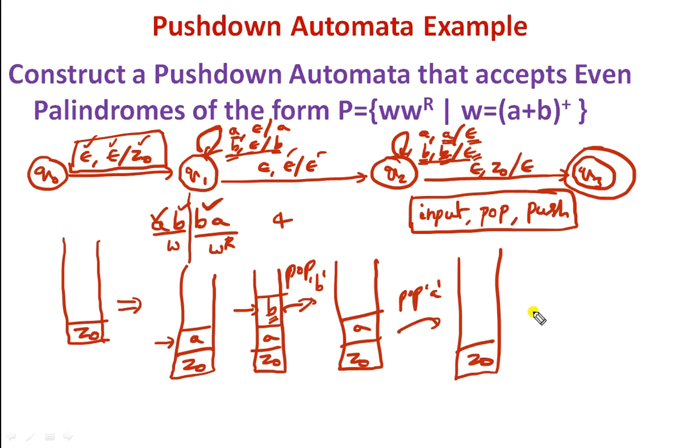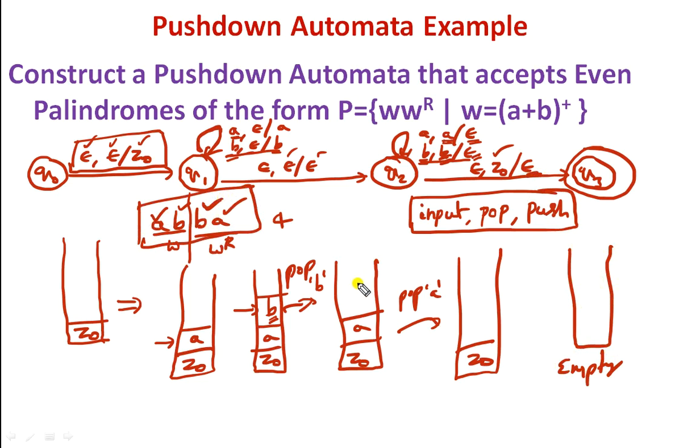And finally, now the entire string has been completed. So finally perform epsilon transition to reach the final state. If you perform the epsilon transition, pop Z0, then the stack will be empty, and nothing is pushed. Okay. So whenever in PDA an empty stack comes, then it means that the string is accepted by the PDA.